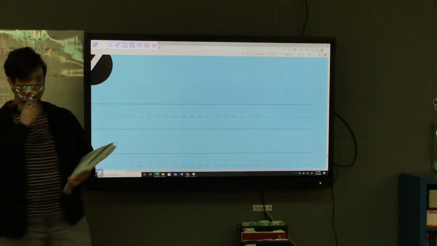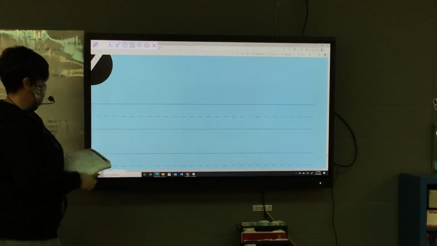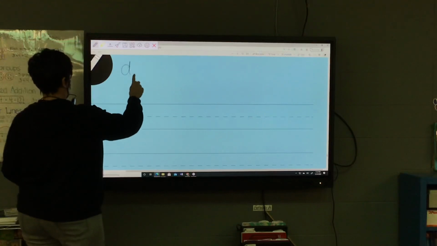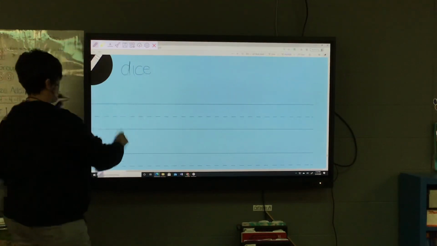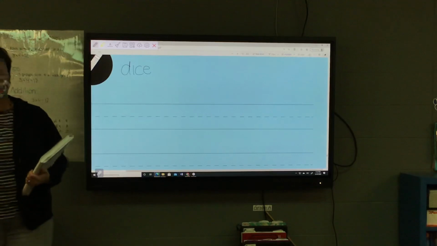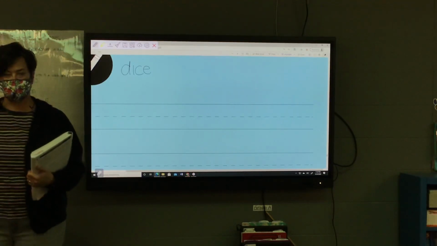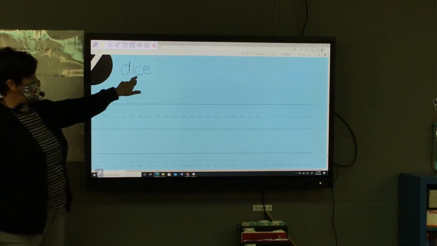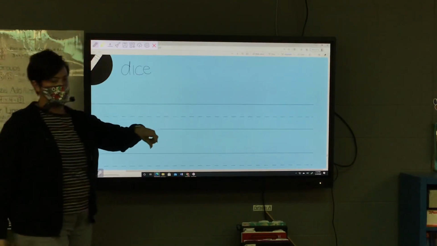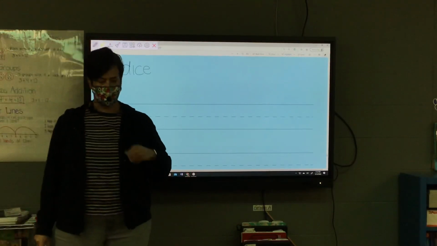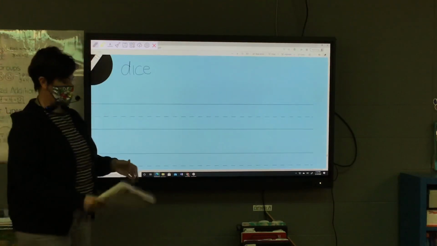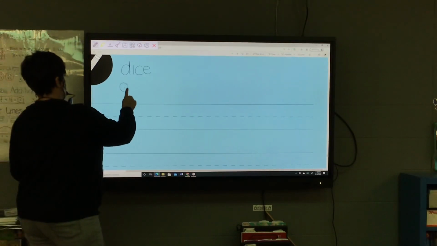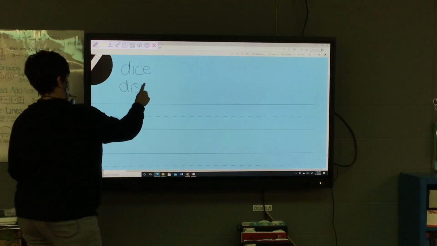Okay, let's take a look at those words in that sentence. So our first word was dice. Follows that vowel, consonant, silent E. Should you make sure that your D is truly a D? And it's that soft C saying S. Okay, so dice. Next was dispose.